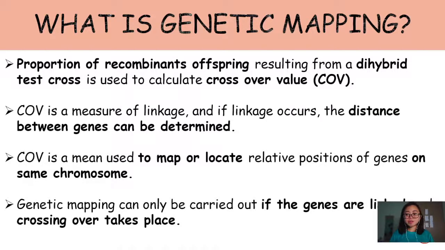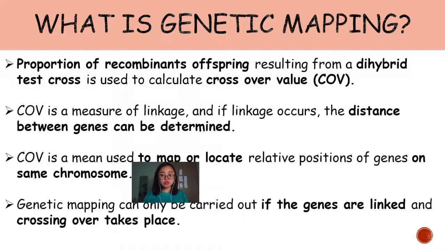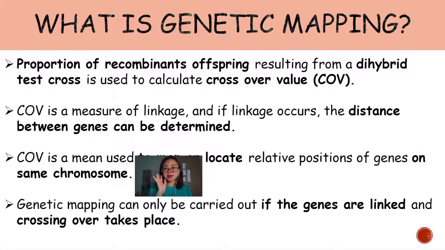Genetic mapping can only be carried out if the genes are linked and if crossing over takes place. Gene yang kita tengok itu mesti berada pada kromosom yang sama. So that is what is meant by linked. And if crossing over takes place. Kalau crossing over tidak berlaku, kita tidak akan dapat data untuk membuat calculation ini.